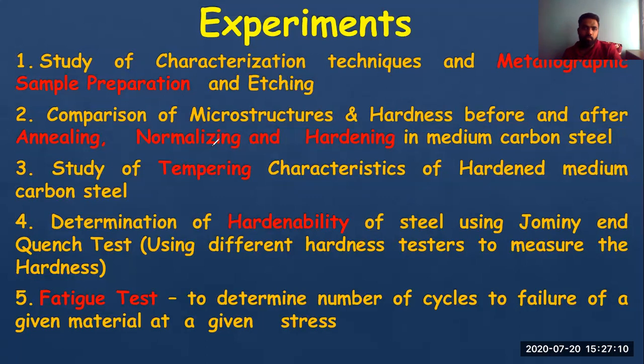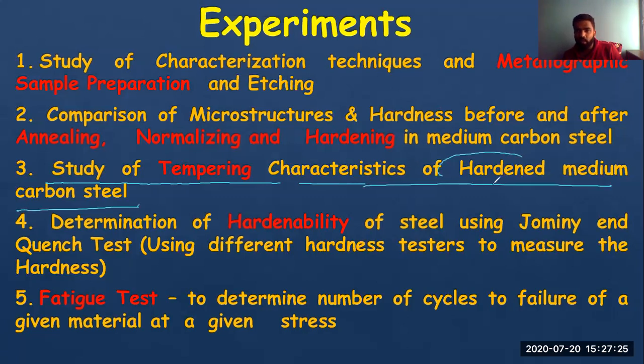Next, third experiment. I told you that this experiment has a lot of parts. Four parts were there, so five parts were there on the second outcome. You can see, study the tempering characteristics of hardened medium carbon steel. You have already hardened the sample, so you don't have to prepare the surface. In hardening, you prepare the surface. Now, what do you do here? The hardened sample should be tempered. You have to temper that surface.